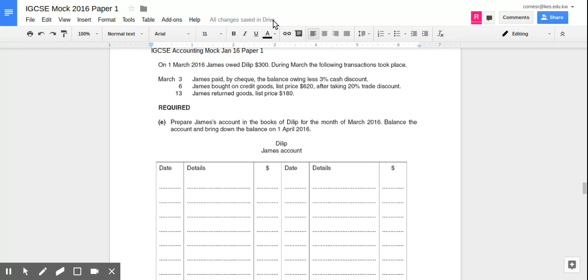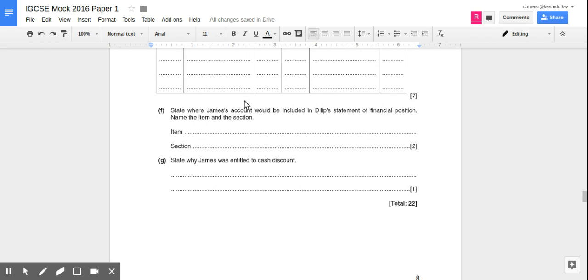And then the last couple of questions were, I think, quite easy. You should really have got these. State where James's account would be included in Dilip's statement of financial position. The old name for that is the balance sheet. Well, it would be a trade receivable because James owes Dilip the money, and the section would be the current asset section of the account, not as some people did. Some people actually just put trade receivables in for both. And state why somebody's entitled to a cash discount. That is for early payment of money owed.